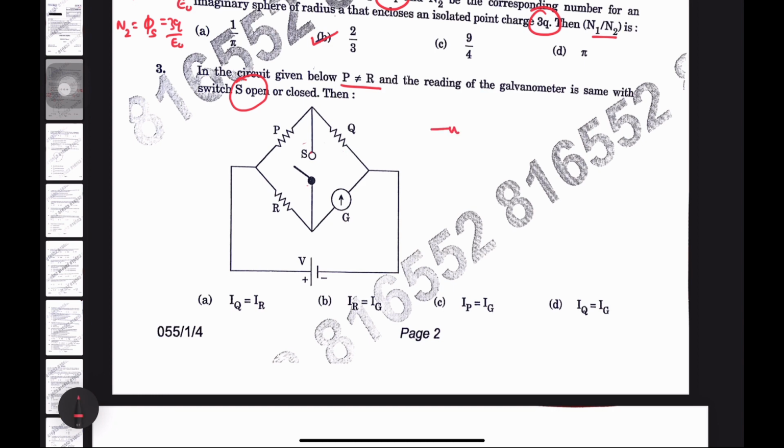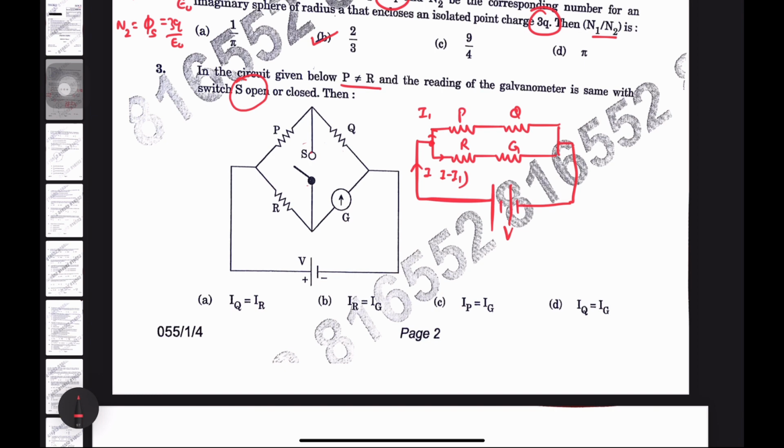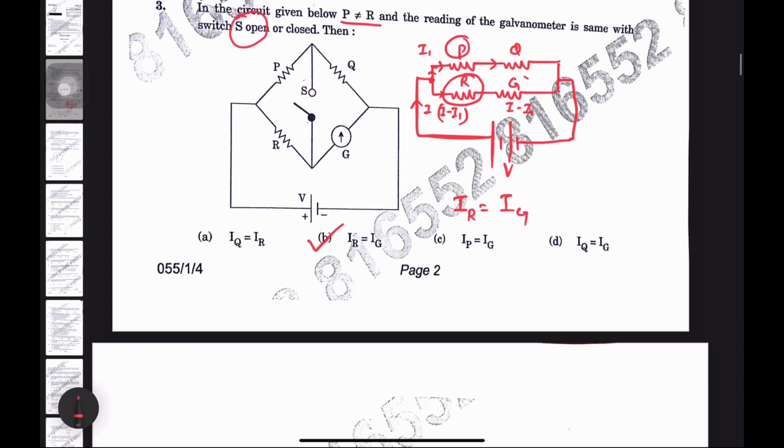So if we redraw this diagram like this, P and Q, here we are having R and G, then this is the external source of potential. So now we are having I current flowing through this circuit. At this junction point, current will divide into two parts, I1 and I minus I1. That means I1 current will flow through P and the same current will flow through Q. And similarly, the current I minus I1 which is passing through R will flow through the galvanometer, that is I minus I1. That means current passing through R is equal to current passing through G. Therefore, B is the correct option for question number 3.